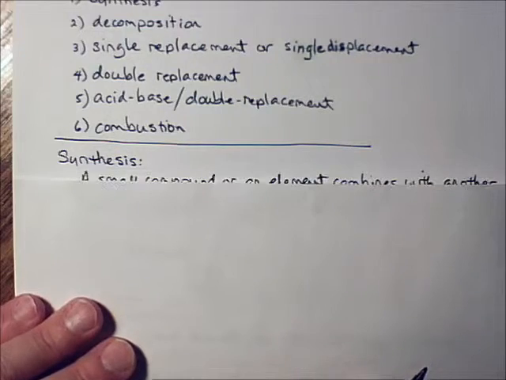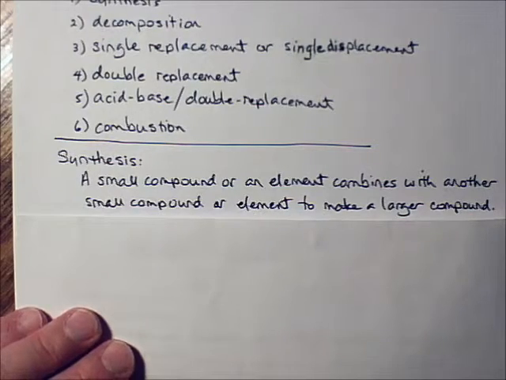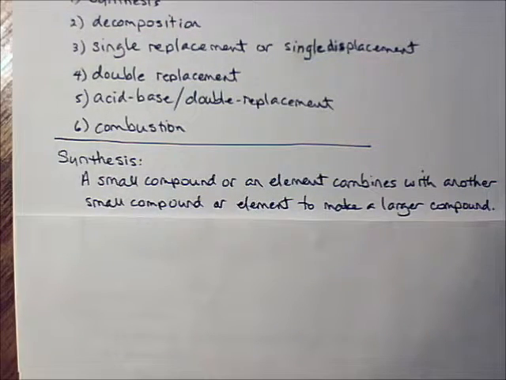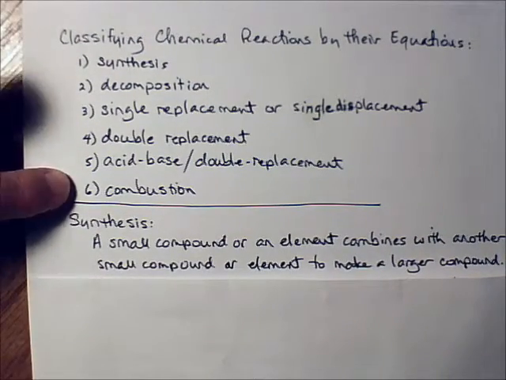So the first one we'll talk about is synthesis. Okay? So here's the definition that I'm going to give you for synthesis. You have a small compound or an element that combines with another small compound or element to make a larger compound. Now you're going to have to take this definition and the examples I want to show you to look at any reaction, any equation I give you, and figure out whether it's synthesis or not. You're going to have to pick out whether any equation I give you fits one of these 6 classifications.